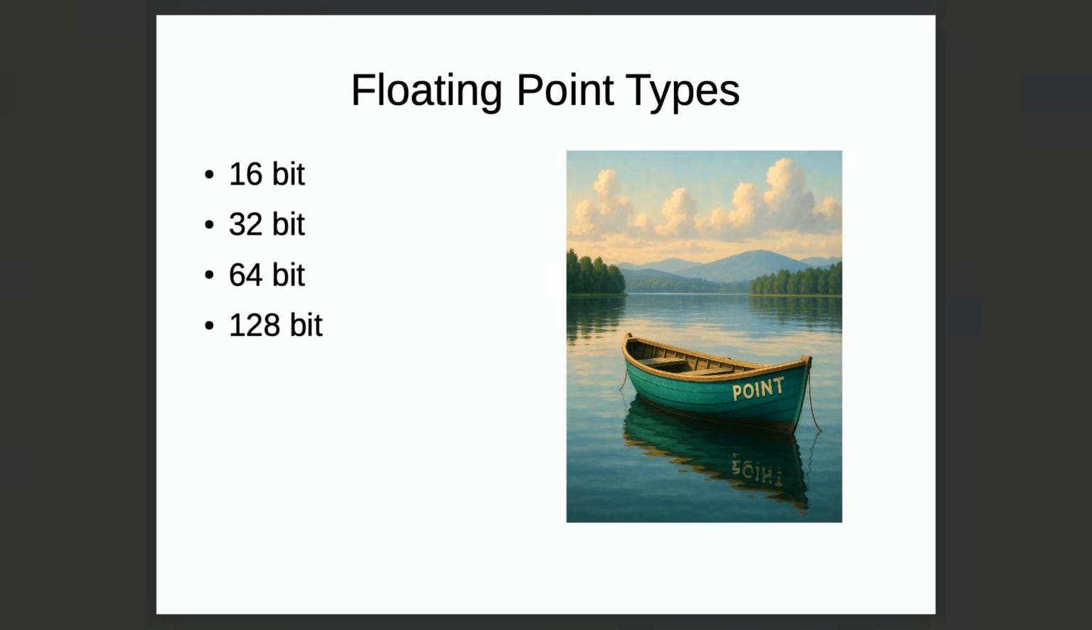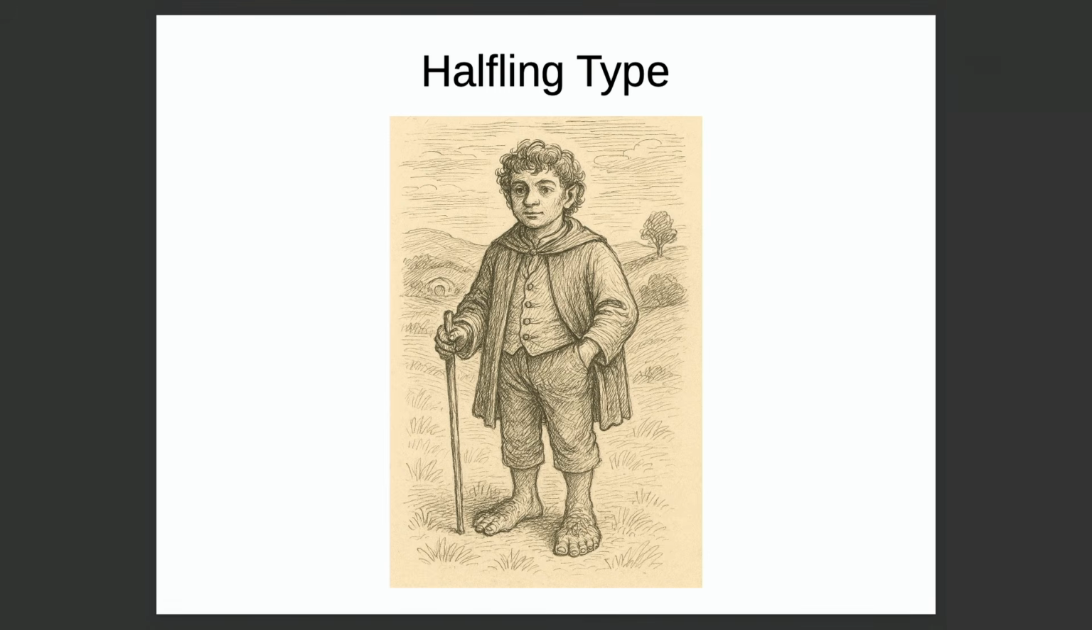Okay, the types are 6 that I'm going to support. Well, not quite yet. You have the 16, 32, 64, 128, and that's the half float type. Sorry about that. I had to do that. Every time I see half float, I think, hobbits.